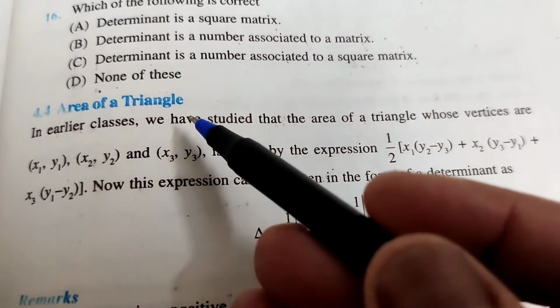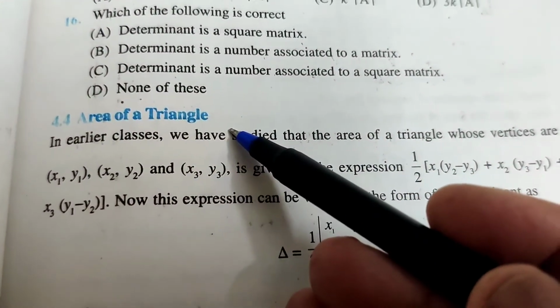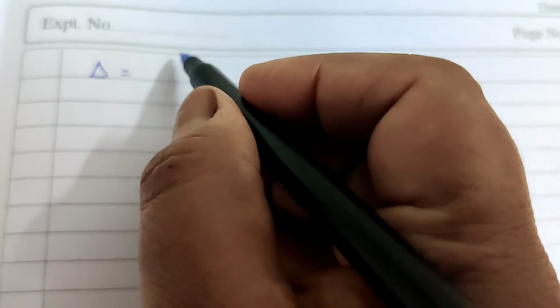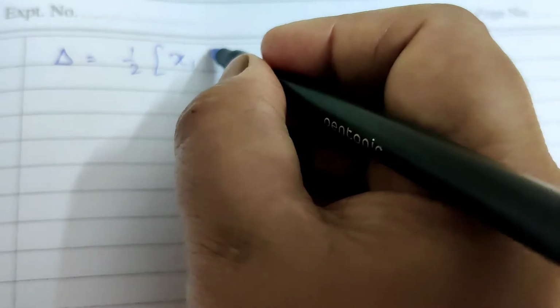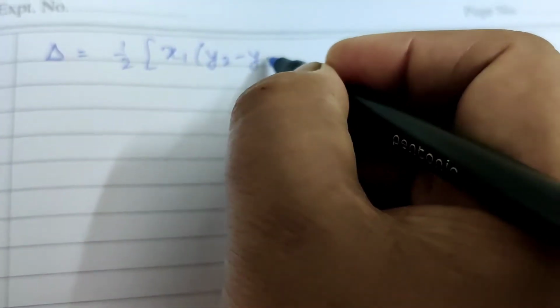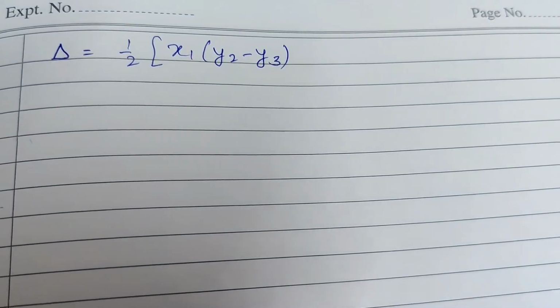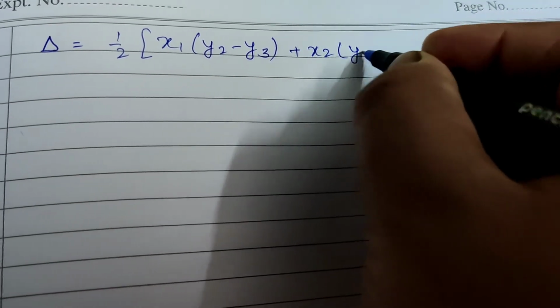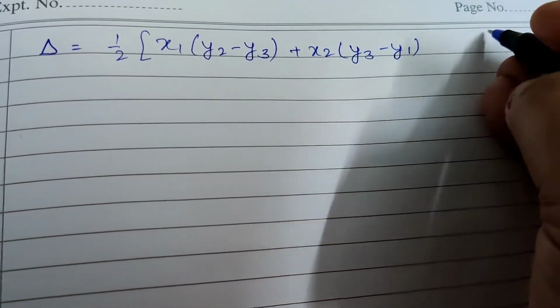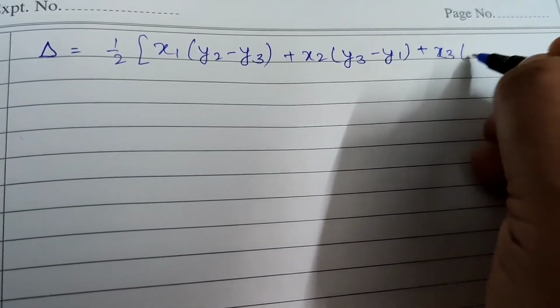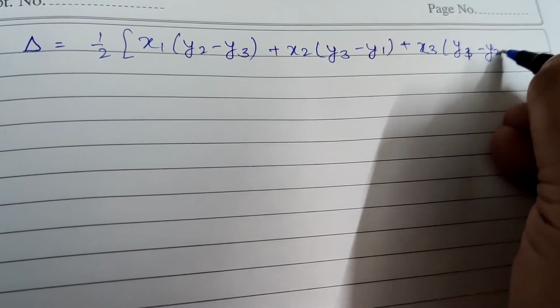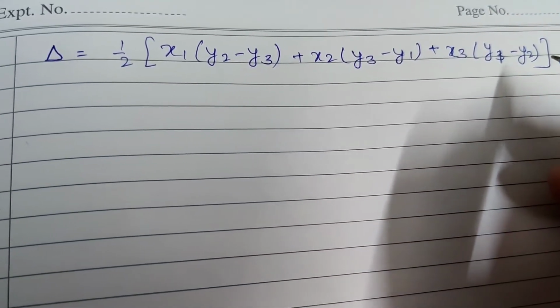The area of a triangle by using determinants. In former classes we know that the area is half of x1 times (y2 minus y3) plus x2 times (y3 minus y1) plus x3 times (y1 minus y2). This is the formula of the area of a triangle.